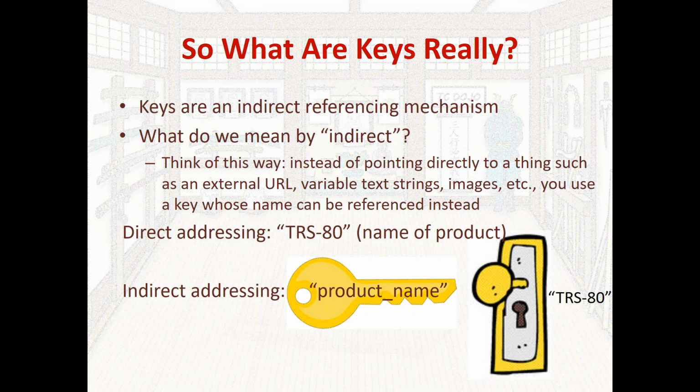Whereas indirect addressing would have the key hold the product name, which would then be referenced as TRS80. So you have two parts here. Now, a more common example of direct addressing that you might run across is to use, say, a URL or URI for a topicref or for a web address. But I think this example makes things more concrete. You have a product name, and then you have the actual thing that it resolves to.